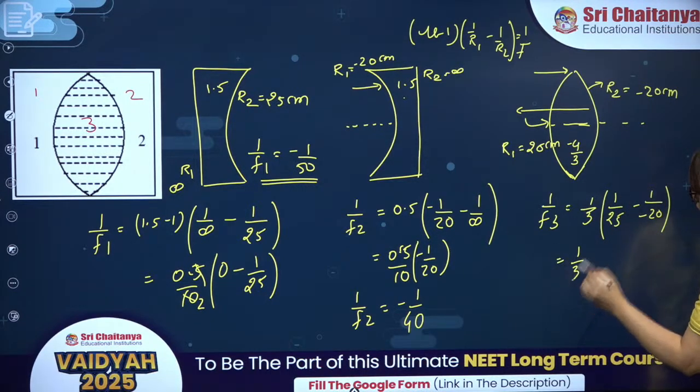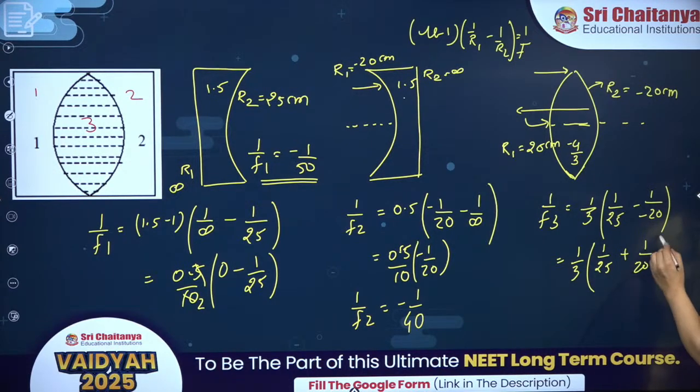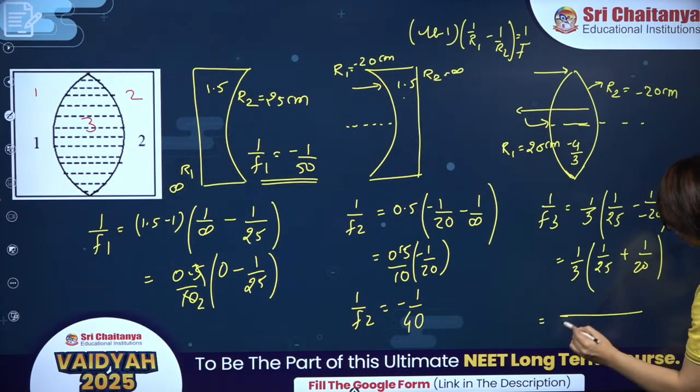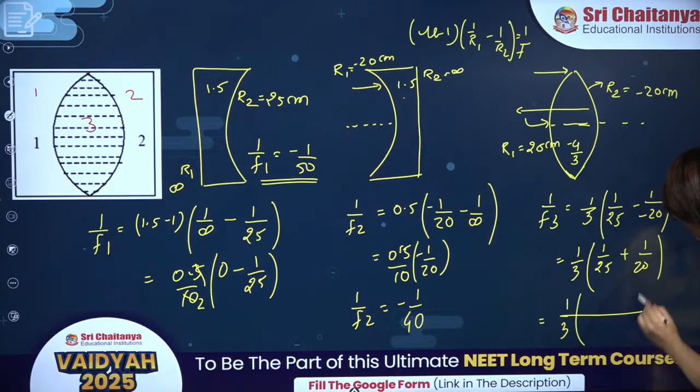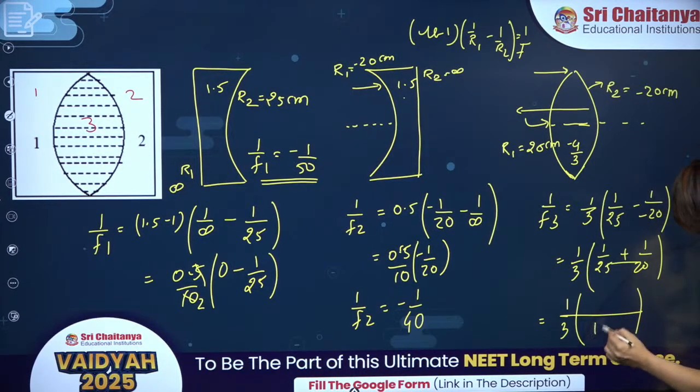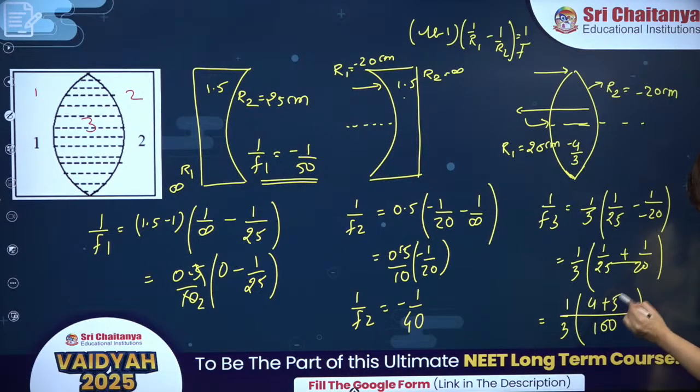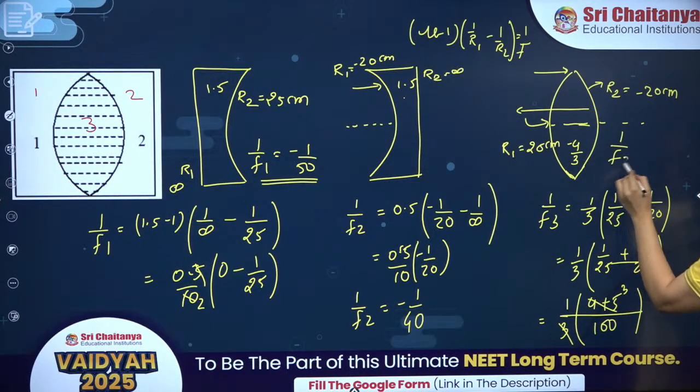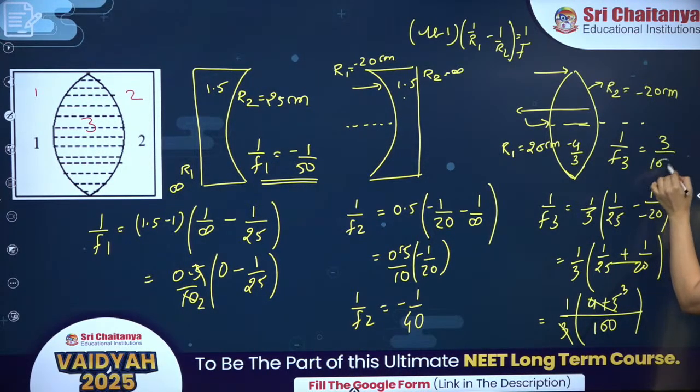So it is 1 by 3 times 1 by 25 plus 1 upon 20. You can take 1 by 3 as it is, and then 100 LCM. So this will be 25, 4 plus 5. So it is 9 upon 100 into 1 by 3. So this will be 3. So we have 1 upon f3 as 3 upon 100.